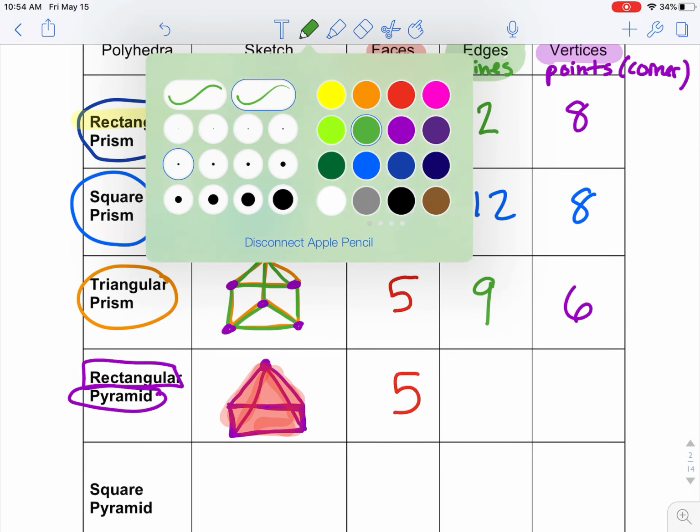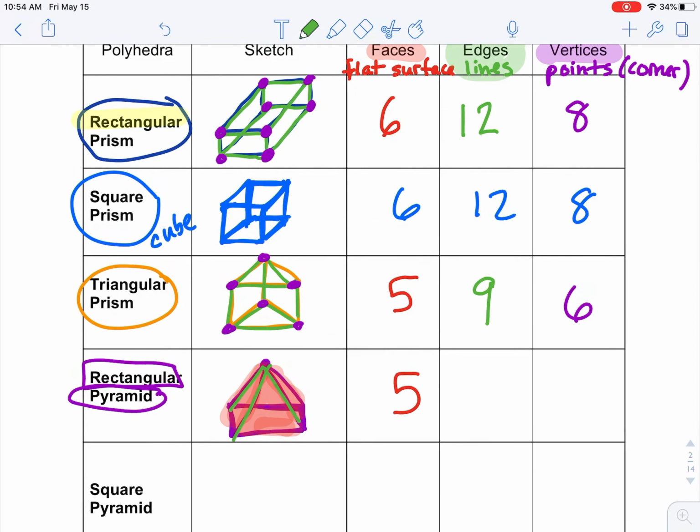Edges, let's count our lines. 1, 2, 3, 4, 5, 6, 7, 8. And vertices, let's count the points. 1, 2, 3, 4, 5. All right. That's our rectangular pyramid.